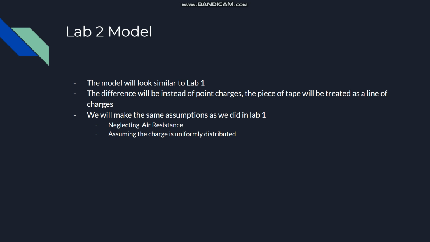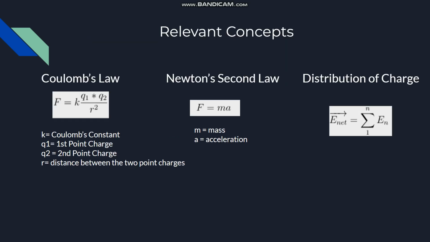Lab 2 model. The model will look very similar to Lab 1. This will be almost entirely a coding thing since we are going to use the data from Lab 1. Again, the difference is instead of treating it as point charges, we're going to treat it as a line of charges. So we're going to make the same assumptions as we did in Lab 1. We're going to neglect air resistance, and we're going to assume the charge is uniformly distributed because we have no way of measuring the changes in charge throughout the tape. So that's why we have to assume it's equally distributed.